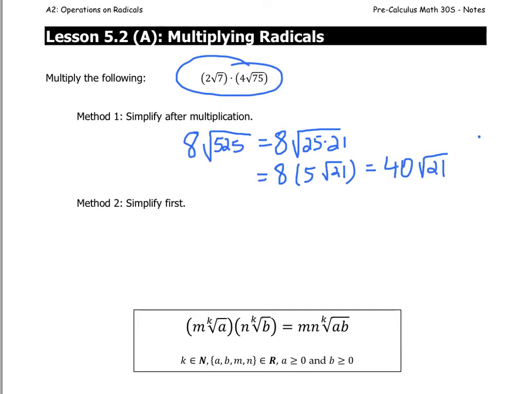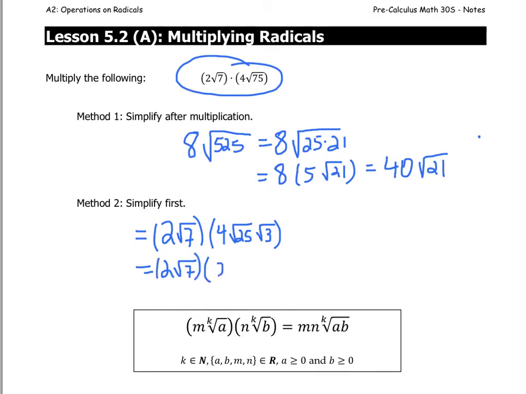Second way is to do a quick simplification first. So we'll do 2 root 7 is already simplified. We can't go any further than that. 4 times the square root of 75 is 4 times the square root of 25 times the square root of 3, which is 2 root 7 times 4 times 5 is 20 times root 3. And so now I multiply 20 times 2, which is 40, and 7 times 3, which is root 21. Okay, I mean, either way you get to the same answer. It's just a question of, do you simplify after the multiplication or before the multiplication?